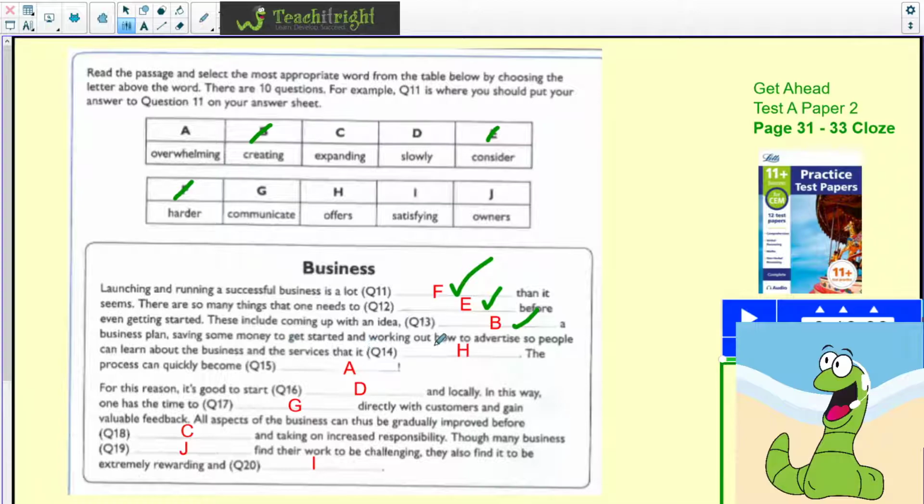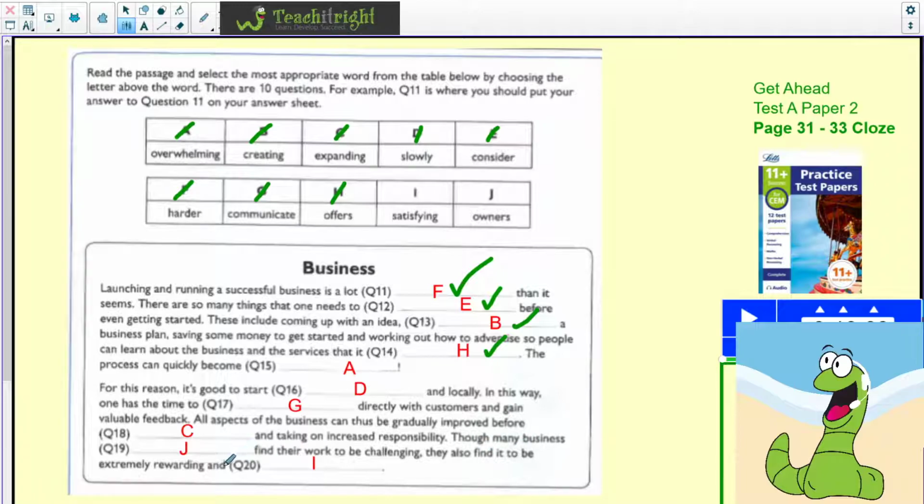Saving some money to get started and working out how to advertise so people can learn about the business and the services that it offers. So if we get rid of H there. The process can quickly become, now that's the word overwhelming, so can be really sort of become challenging and difficult. For this reason, it's good to start slowly and locally. In this way, one has the time to something directly with customers and gain valuable feedback, communicate directly with customers and gain valuable feedback. All aspects of the business can thus be gradually improved before expanding and taking on increased responsibility.